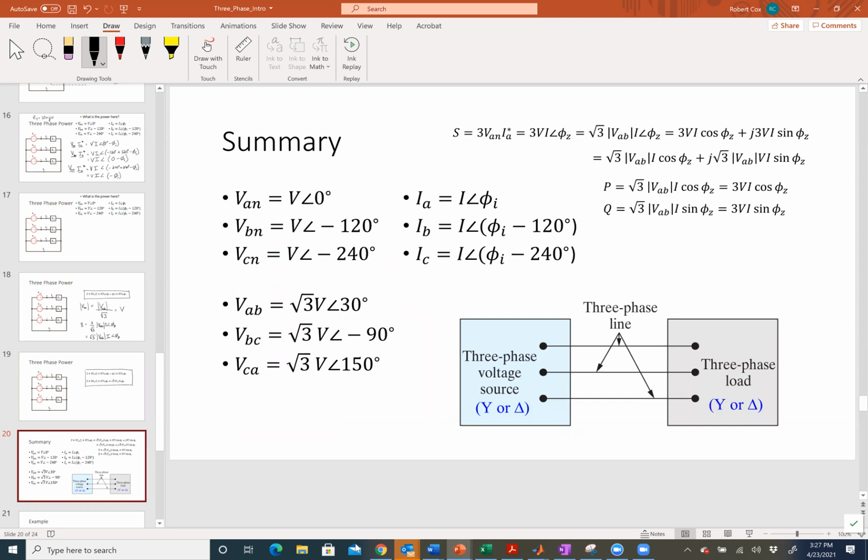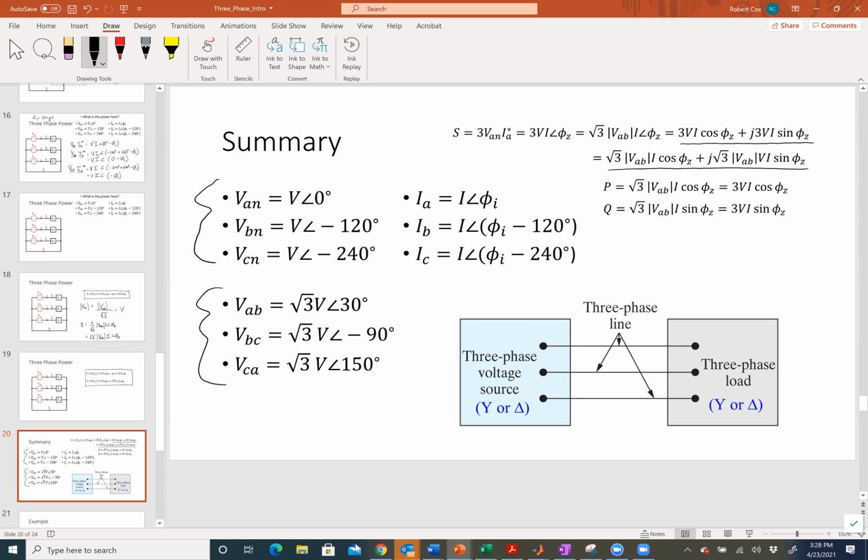When I'm dealing with three-phase loads, just like we had for single phase, I have a key set of summary ideas here. So VAN, VBN, VCN, there they are. They have the same magnitude, shifted by 120 degrees. The line-to-line voltages are similar, but square root of 3 bigger, and they are shifted by 30 degrees from their line-to-neutral partners. The currents, IA, IB, and IC, are all just shifted 120 degrees from each other. And then my complex power can be written either in terms of the line-to-neutral voltage, or in terms of the line-to-line voltage.